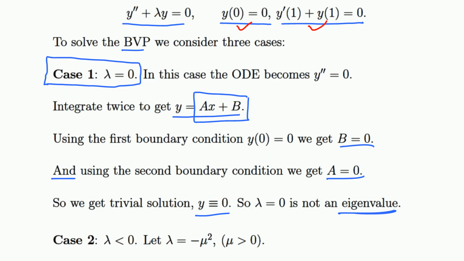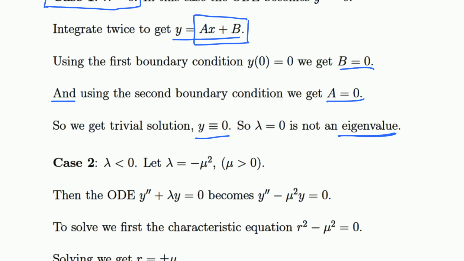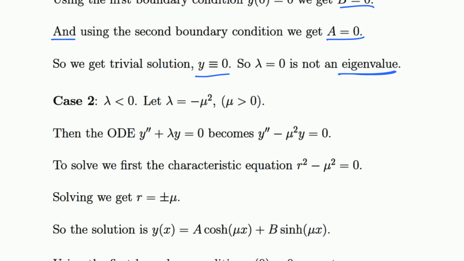Okay, let's move to case 2, where we take lambda negative. To make things simple, let's say lambda equals negative mu squared, where mu is positive, so that this is still negative. In that case, the ordinary differential equation y double prime plus lambda y equals 0 becomes y double prime minus mu squared y equals 0.